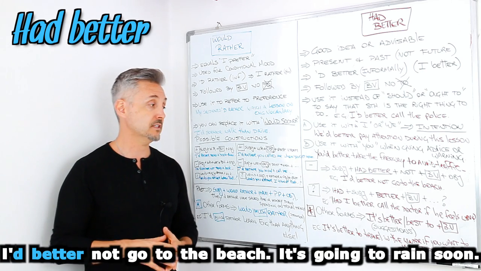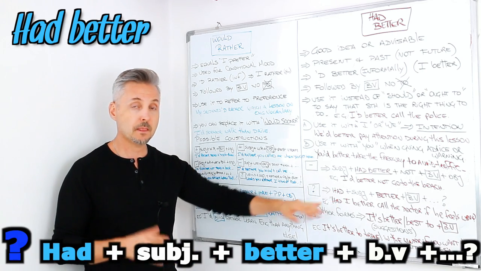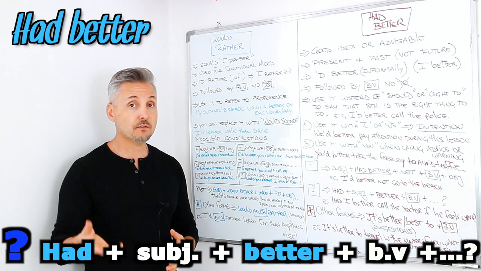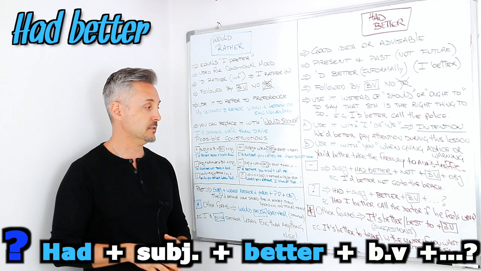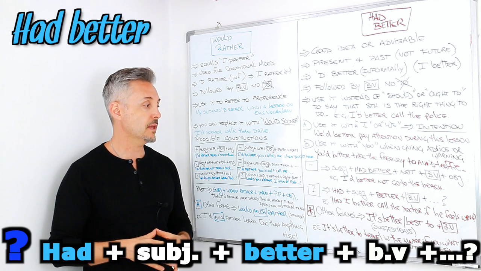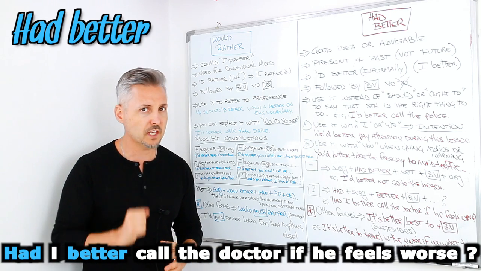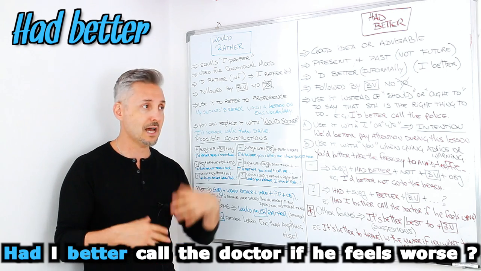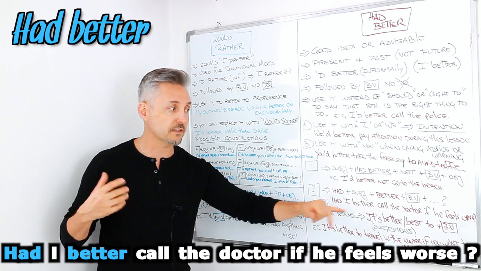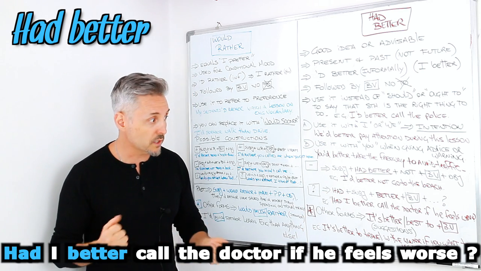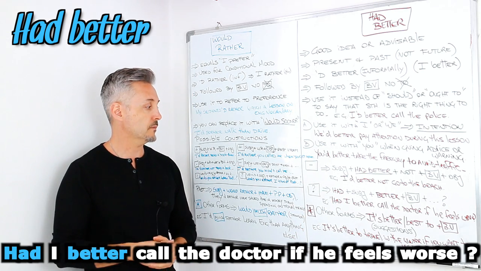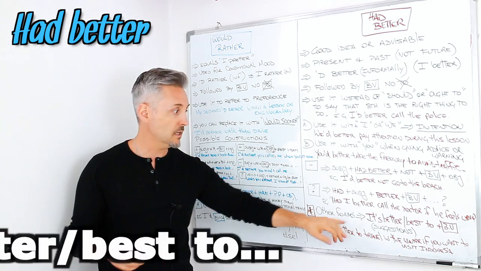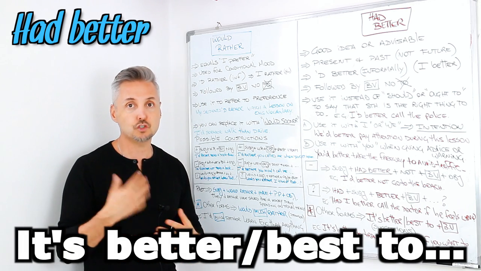For an interrogative sentence, had plus subject plus better plus the base of the verb and then what is next. So, the example: had I better call the doctor if he feels worse? So I have a friend who is ill and I ask another friend, had I better call the doctor if he feels worse?